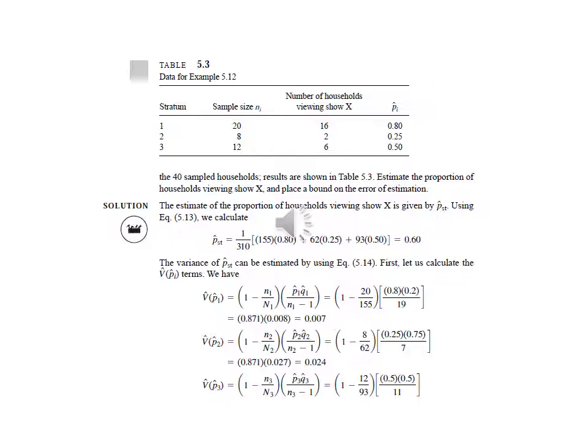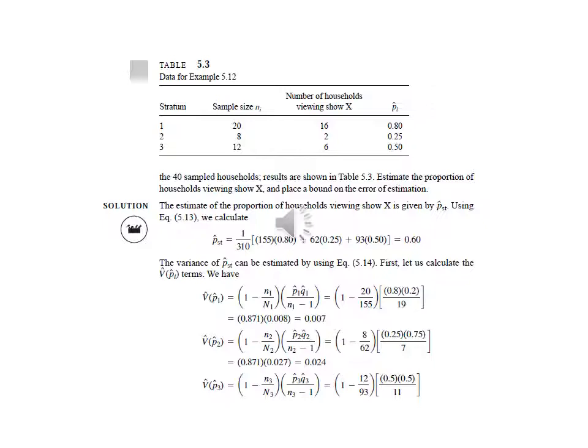Solution: the estimate of the population proportion of households viewing show X is given by p hat stratum using equation 5.13. This is a direct application and direct substitution to calculate p hat stratum, which equals 1 over 310, the grand capital N, multiplied by 155 multiplied by 0.8, plus 62 multiplied by 0.25, plus 93 multiplied by 0.5, which equals 0.6. This is the population proportion related to stratified random sample in our example.